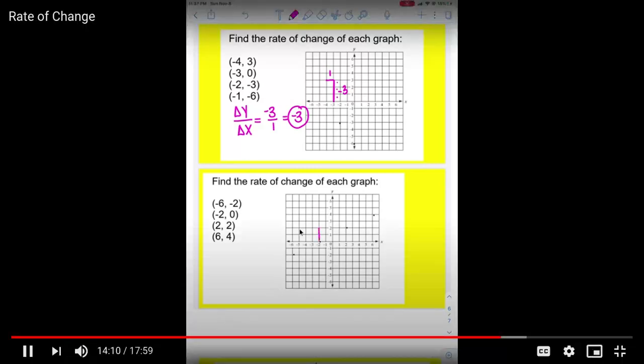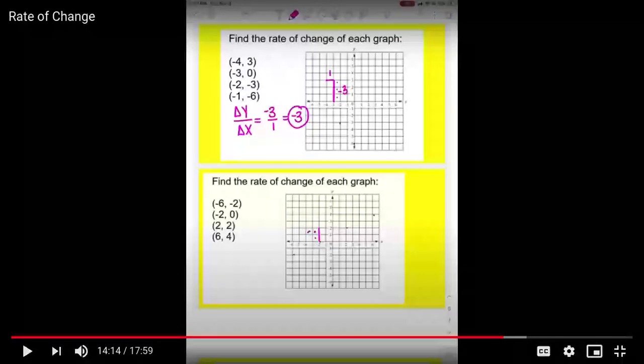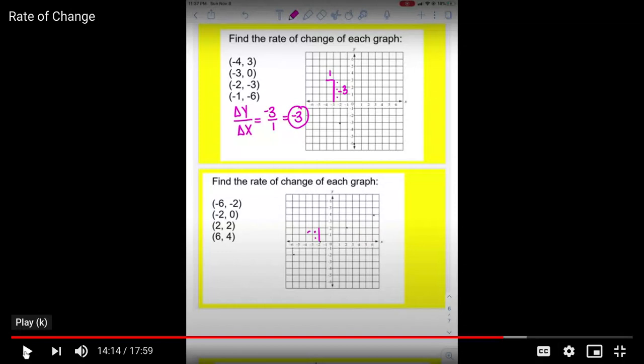So here, I'm going to start with this point right here. I see that my rise is 2. So we've got a positive slope this time. We're going up and to the right. If you're going down and to the left, that's negative. Remember, down and left are always negative. Up and right will always be positive.